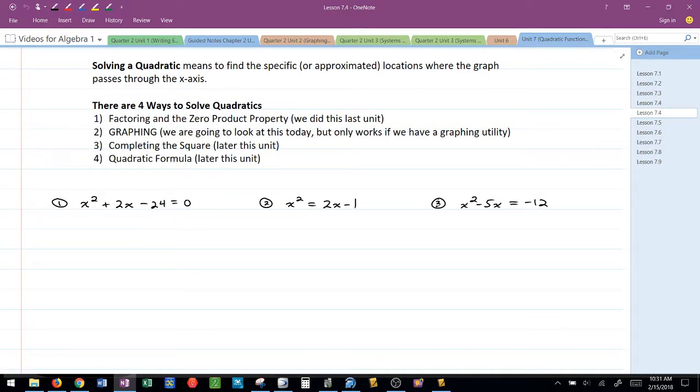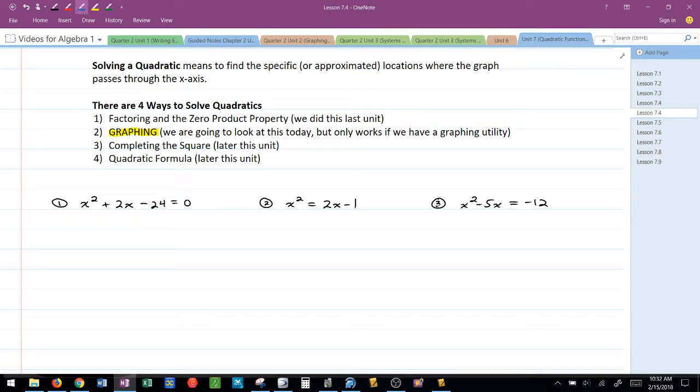All right, again, to solve a quadratic, what does that mean? It means to find the specific or approximated locations where a graph passes through the x-axis. We're specifically looking, where does it pass through the x-axis? For this lesson, we're going to focus on graphing, and we're only going to use something that is called Desmos.